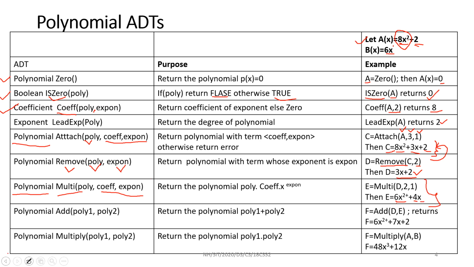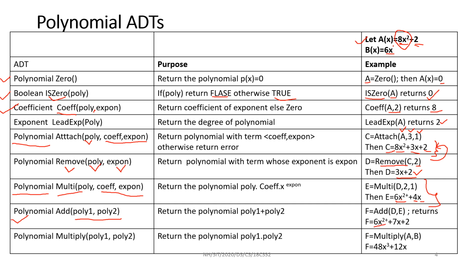Now we'll add two polynomials. When you perform addition, the result is again a polynomial. We'll see what happens. My two polynomials are D and E. D is 3x plus 2, E is 6x square plus x. Only the corresponding terms you have to add. 6x square, or x square, is not here in D. So nothing is added. That means 0 is added. 6 plus 0, that is 6. The term x square.